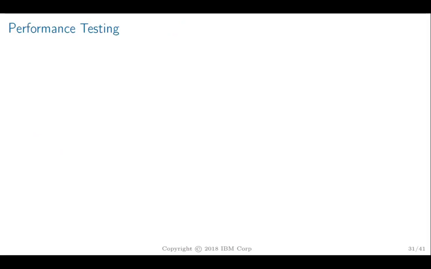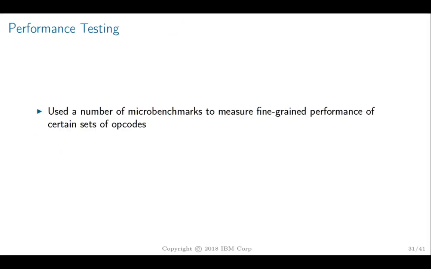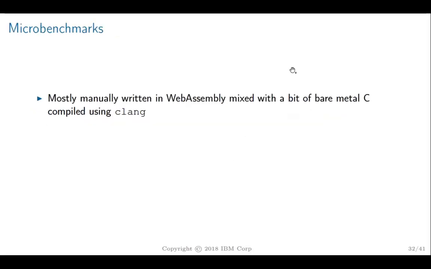We also had a number of micro benchmarks that we used to measure fine-grained performance of really small sets of opcodes, and a macro benchmark that we used to exercise as many parts of the JIT as we could. Our micro benchmarks were mostly manually written WebAssembly. There was a little bit of bare metal C there that was compiled using a special version of Clang. We had iterative factorial, Mandelbrot, and bubble sort, pretty basic stuff. And we ended up with these results.